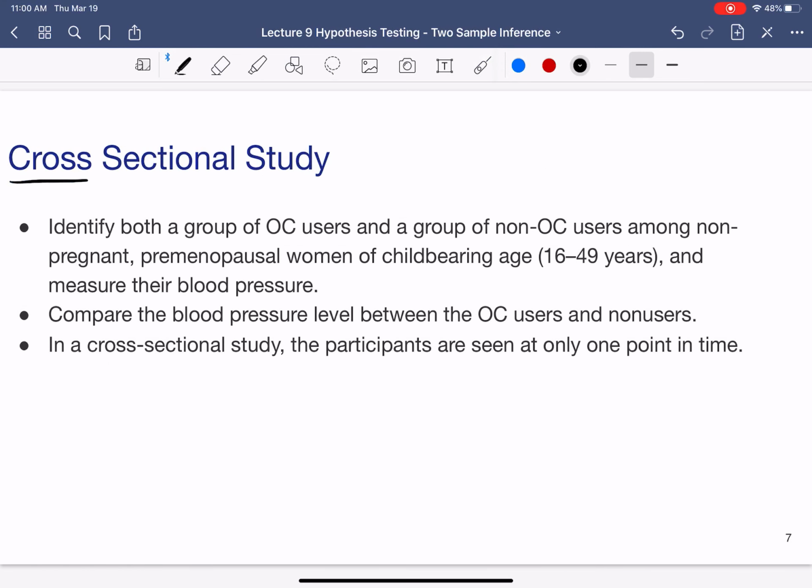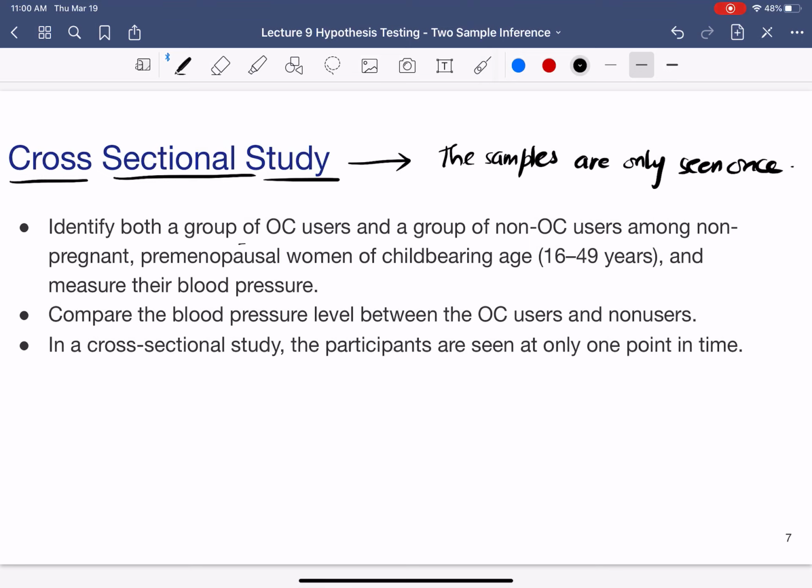The other type of study is a cross-sectional study. So the primary characteristic of a cross-sectional study is that the samples are only seen once. Which means that you do not repeat the study, or you do not see them twice, you do not see them 3 times, you do not see them 4 times. So here in a cross-sectional study, we identify a group of OC users and we identify a group of non-oral contraceptive users, and both of them are non-pregnant premenopausal women.